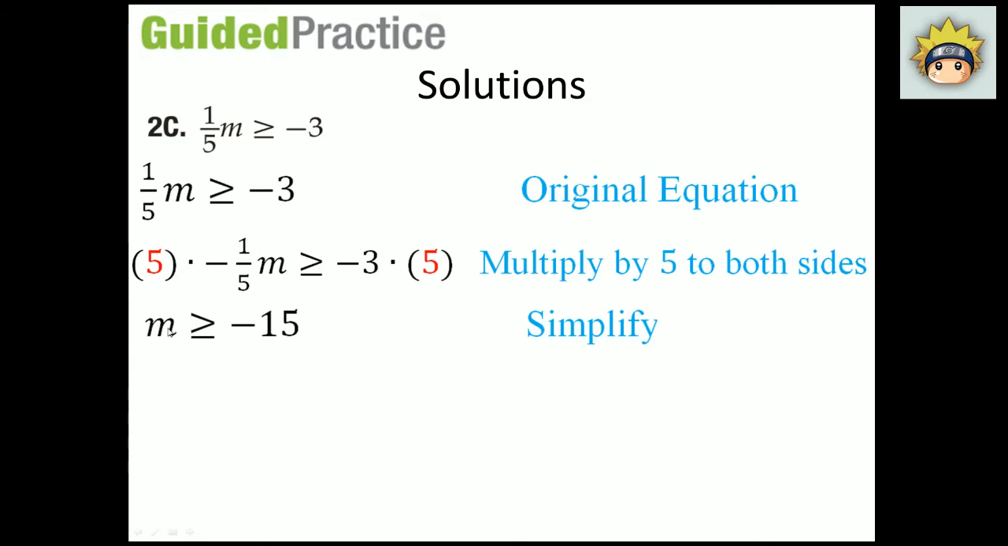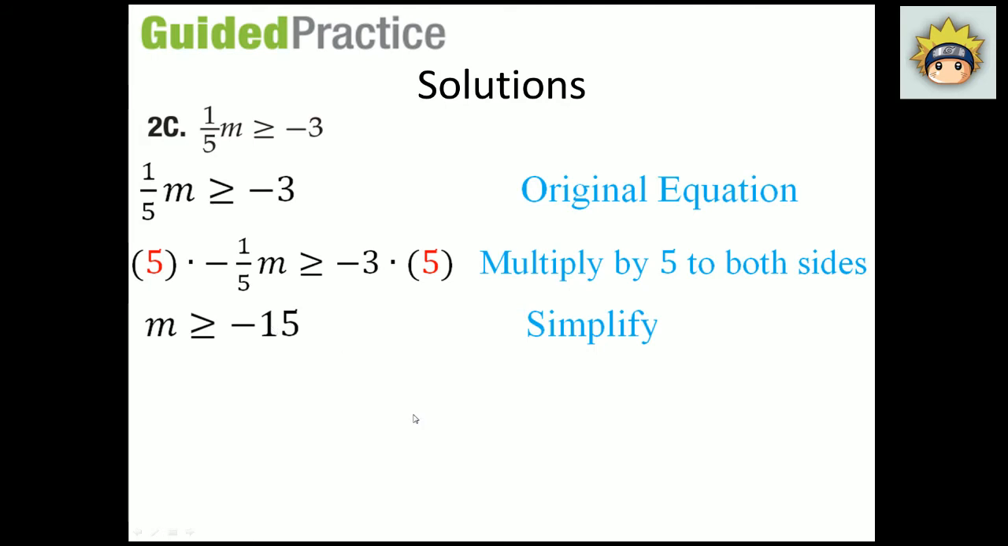Then I simplified. I did not flip the inequality because I multiplied by a positive value. I don't have to flip the inequality. I only flip the inequality when I multiply by a negative value. Multiplying by 5 is perfectly fine. So what I get left over on the left hand side is an m. This is the greater than or equal to symbol. What's over on my right hand side, negative 3 times 5 is negative 15. That's what happens after I simplified.